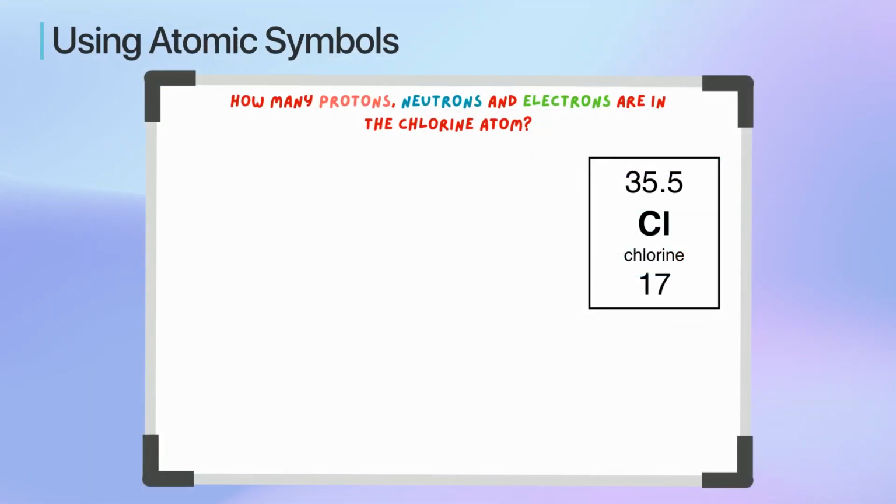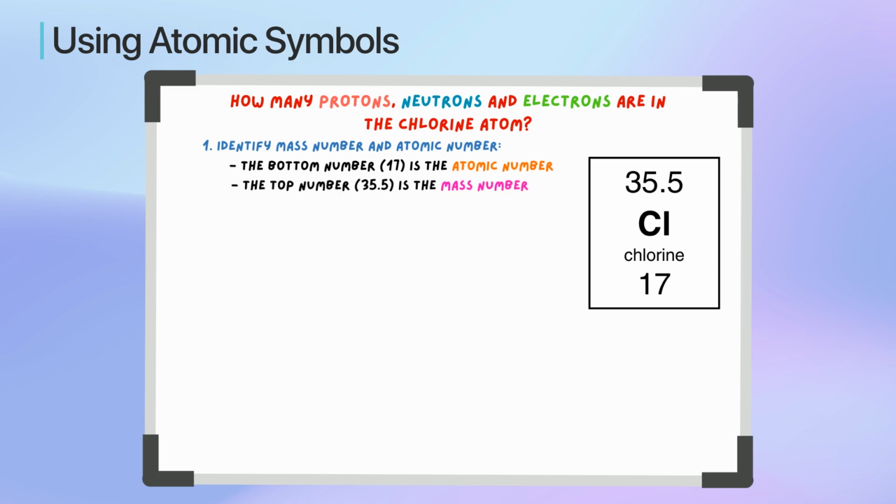Now that we have the basics, let's try more examples to solidify our understanding. You are given the following chlorine symbol. How many protons, neutrons, and electrons are in the chlorine atom? First, we identify mass number and atomic number. The bottom number, 17, is the atomic number, and the top number, 35.5, is the mass number. The next step is to work out the number of protons. As the atomic number is 17, we know the number of protons is also 17.